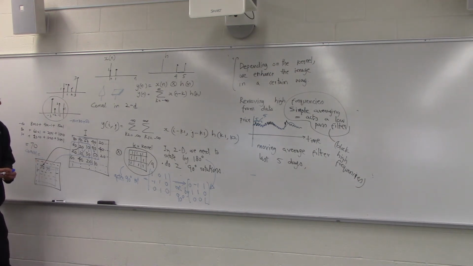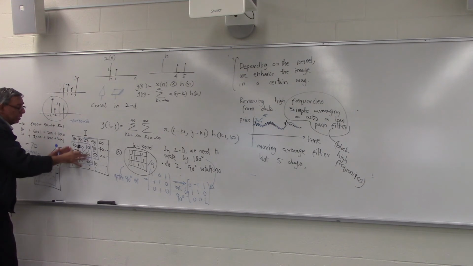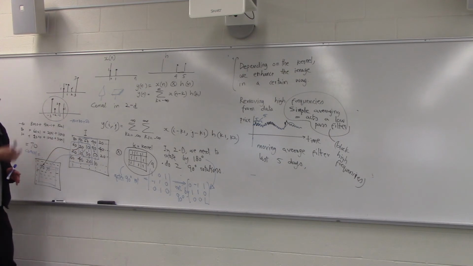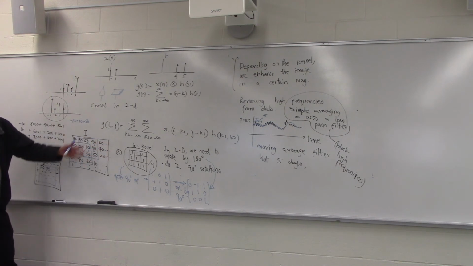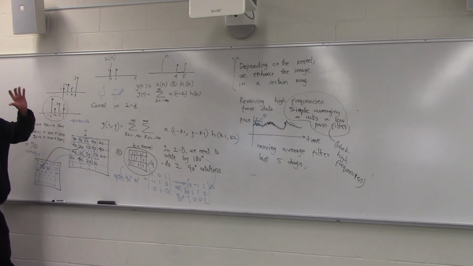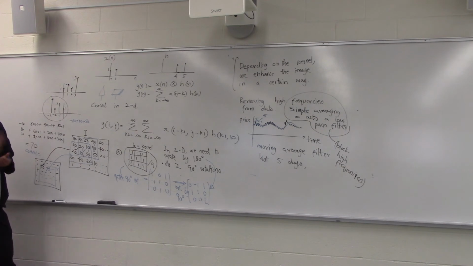So what will it do? If the kernel is in the first spot, 80 plus 90 plus 40 plus 60 plus 20 plus 10 plus 20 plus 10 plus 30 divided by 9. Isn't that the average? The same way we move this. What we'll end up getting is a blurry picture where the effect of the edges will not be as sharp.